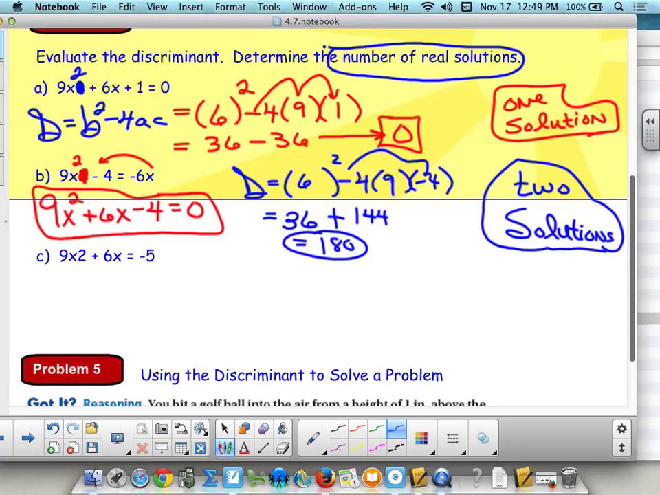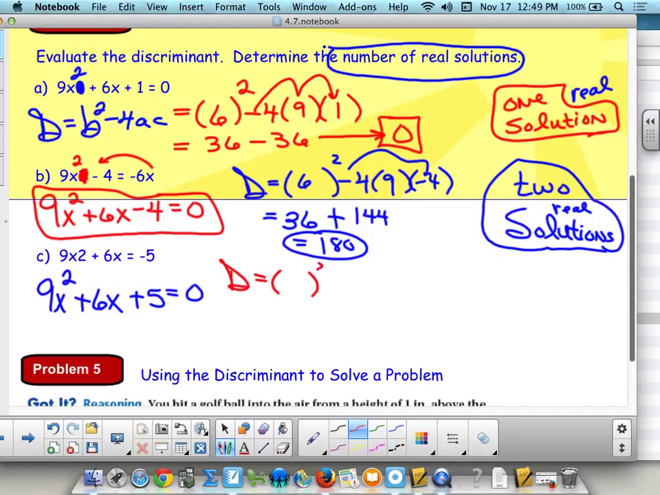You know what I forgot to say? Forgot to say this word: real. 2 reals and 1 real, okay? Okay, 9x squared, right? Plus 6x. Then what? Plus 5. Move the 5 over. 0. Go get the discriminant.